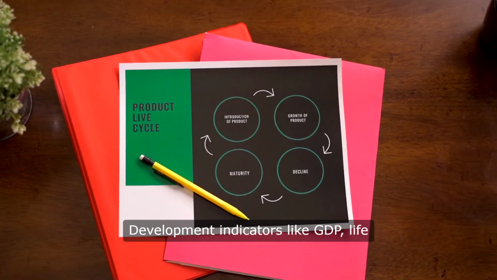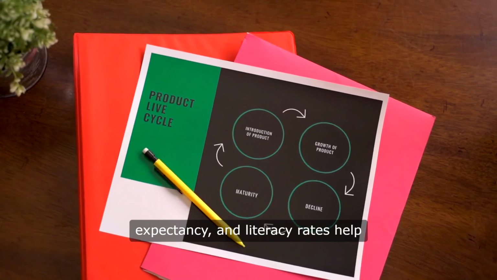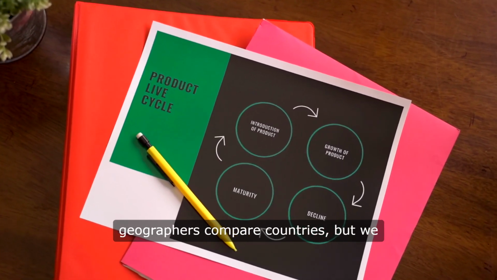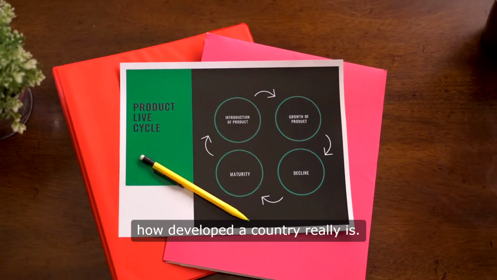Development indicators like GDP, life expectancy, and literacy rates help geographers compare countries, but we need to look at the full picture to understand how developed a country really is.